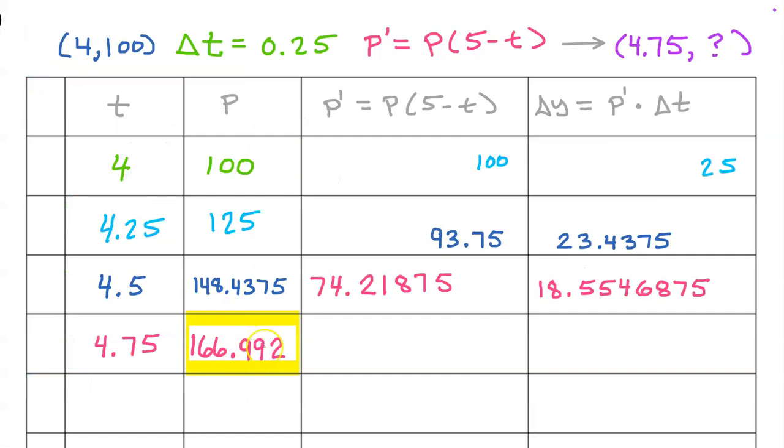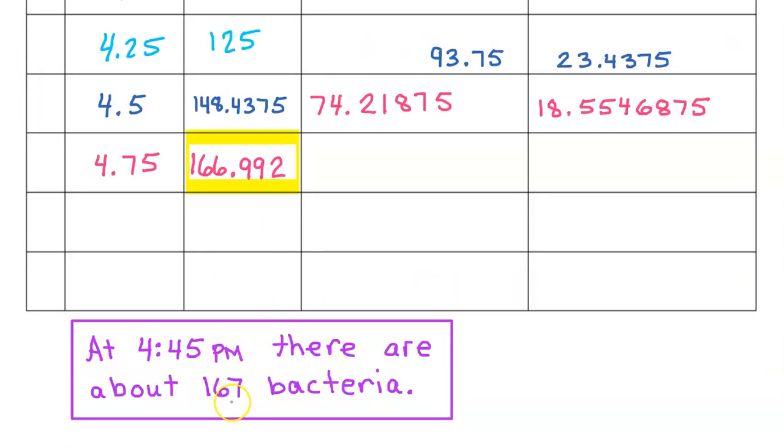This is the final answer, but since this was a real-world problem, let's write the answer in the form of a sentence. Remember they said to round to the nearest whole number, so at 4:45 p.m. there are about 167 bacteria.